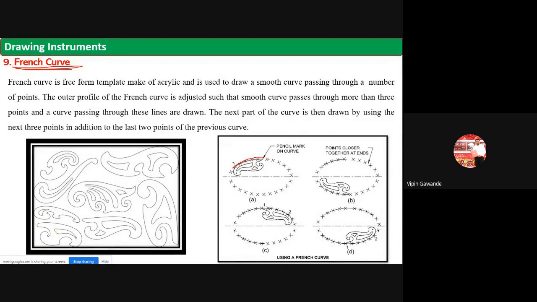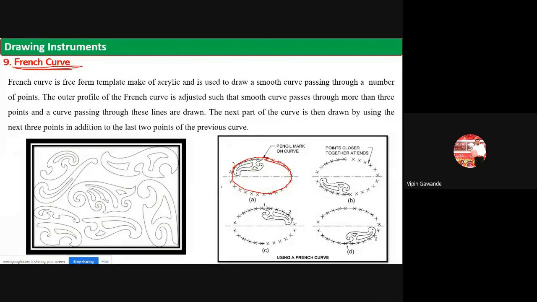Then you take this French curve here, then again take the 4 points, and adjust the French curve such that you will get 4 points on that French curve. So join the arc, then put the French curve here, see how many points are coming on the French curve. So 4.5 points, something like this, and then finally complete the total curve. Okay, so that is the use of the French curve.